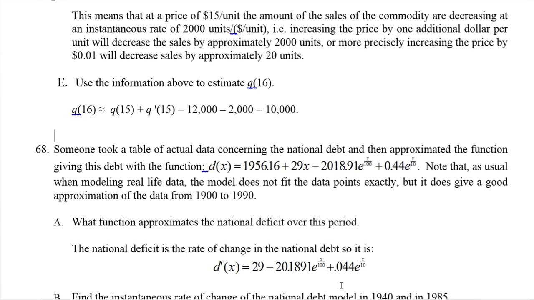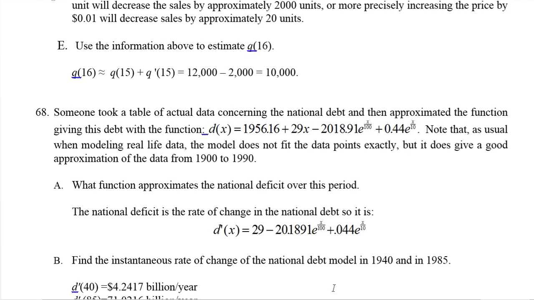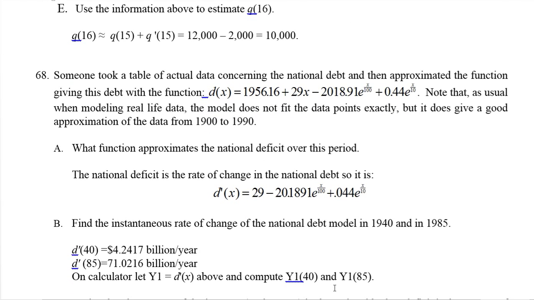So there's the derivative. What's the instantaneous rate of change in the national debt model in 1940 and in 1985? So in 1940, it was, let's see, and by the way, the units are, I can't really say, but the units are billions of dollars.